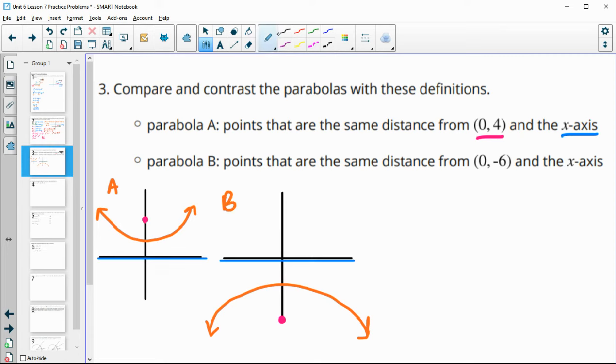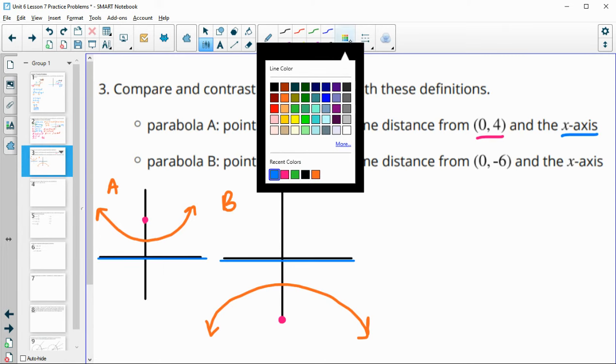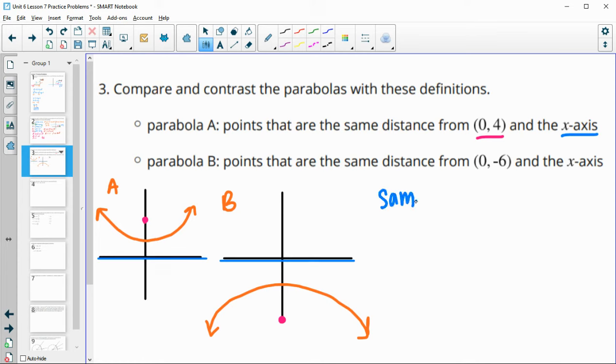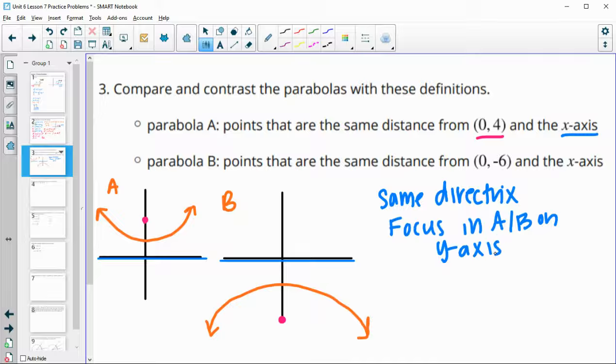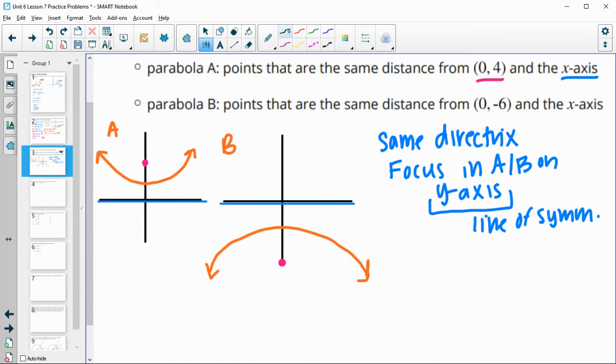So comparing and contrasting these, some things that you can determine, they have the same directrix. Okay, the focus in both is on the y-axis, meaning that it also has a line of symmetry at the y-axis. So this y-axis is a line of symmetry. So those are some things that they have in common.